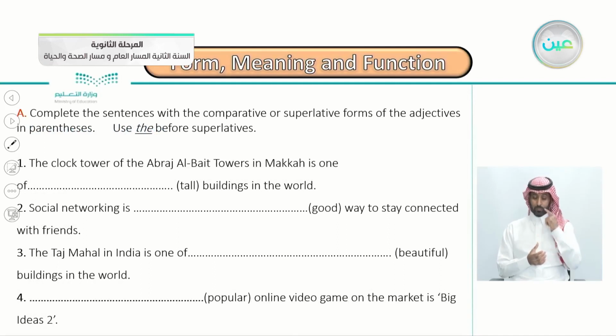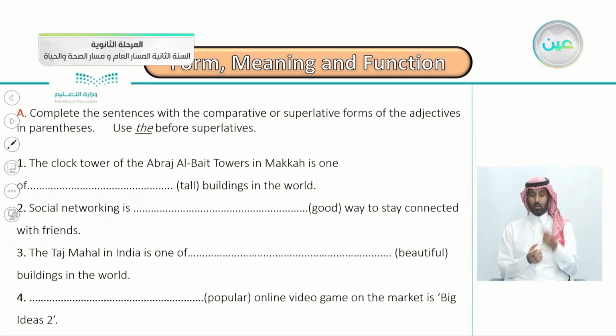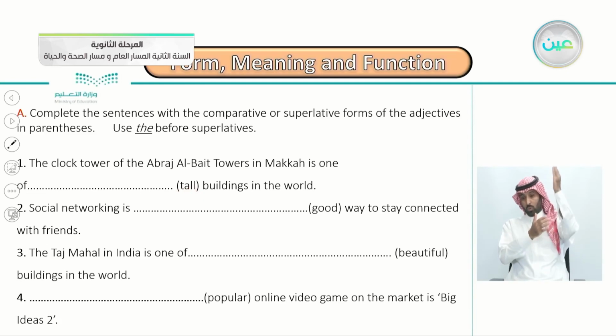Here's an exercise for you. Complete the sentences with the comparative or superlative forms of the adjectives in the parentheses. Use the. Don't forget the before superlative. Always don't forget the word the. So the first one, the clock tower of Abraj al-Bayt towers in Mecca is one of, and the adjective here, tall, buildings in the world.